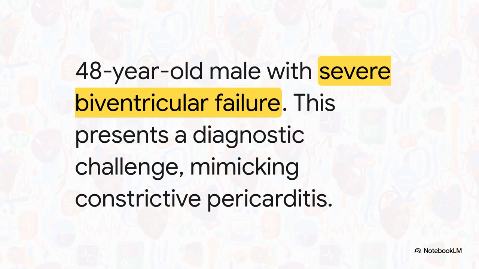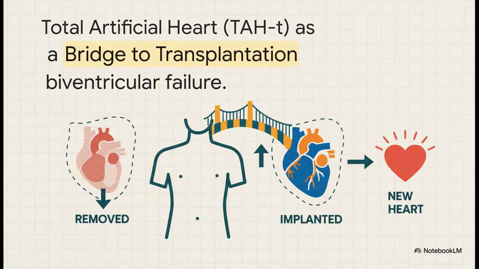This is critical because it means a left ventricular assist device, an LVAD, simply won't be enough. The failing right ventricle would never be able to handle the increased blood flow coming back to it from the device. So, because both ventricles have failed, the only viable option for mechanical support was the total artificial heart.